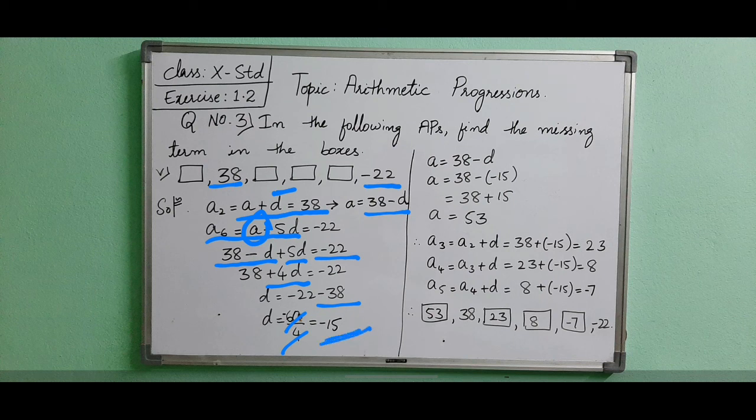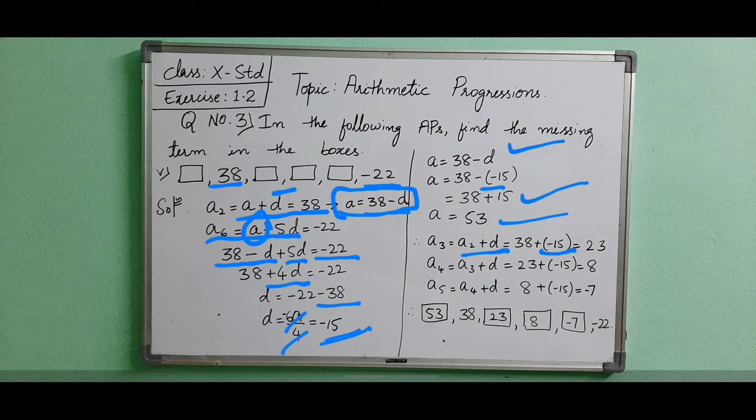When you have d, with the help of this we can find a. a is equal to 38 minus d. 38 as it is, minus as it is, in the place of d it is minus 15. So minus into minus is plus. So 38 plus 15 is 53. Now when you have the d value and a value, we can find a3. a3 is nothing but a2 plus d. a2 is 38 plus d is minus 15. Plus into minus is minus.